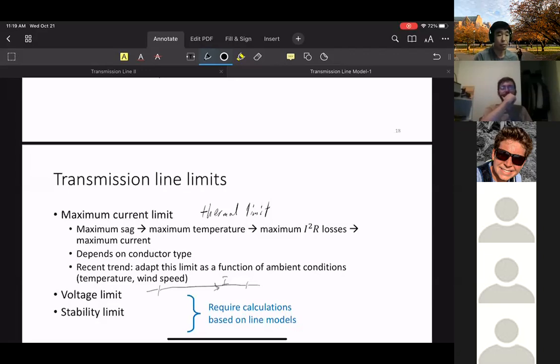So we'll stop here today. Next class, we'll do mostly the stability limit calculations. That's actually similar to the generator limits we'll also do. And after that, we'll really get into the large scale circuit, the matrix and vector modeling of a large scale circuit.